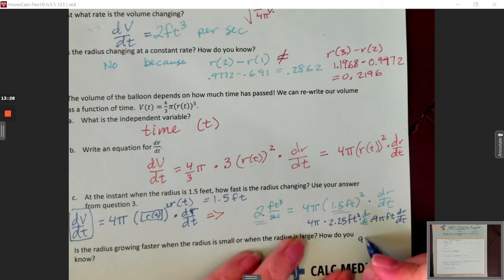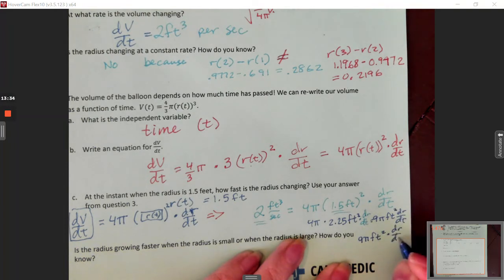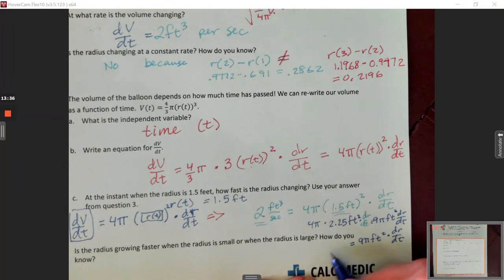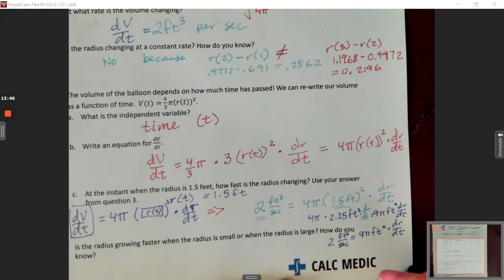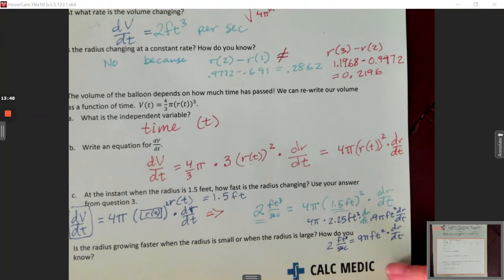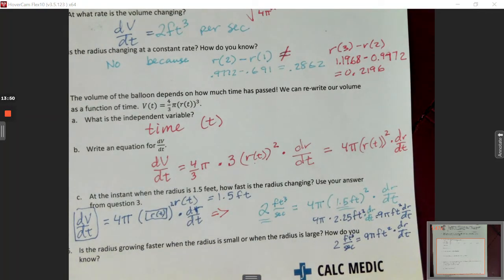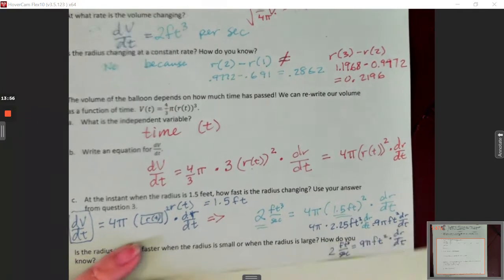So we have 9 pi feet squared dr/dt equals 2 feet cubed per second. Now we're going to divide. I'm carrying the units around on purpose, so I want you to understand that the units are there on purpose. I'm going to write them wrong. So I'm just going to steal some paper, stick it right here, and keep writing.